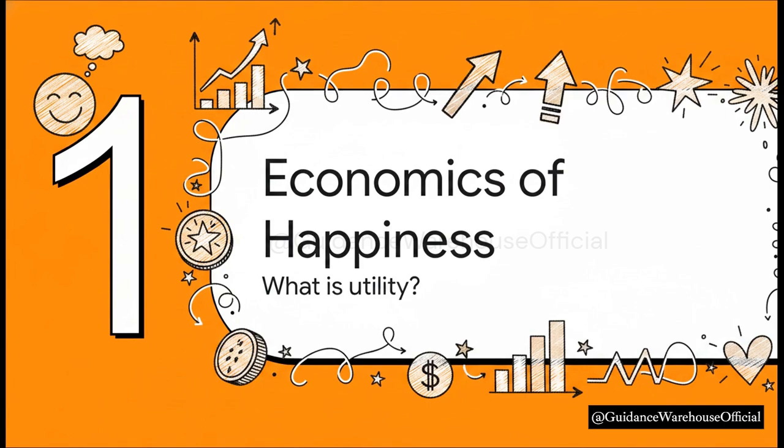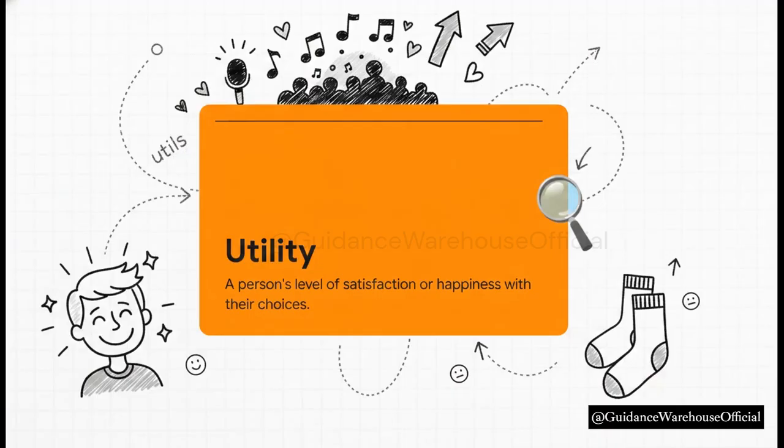Section 1, the economics of happiness. Economists actually use a specific term to describe your level of satisfaction or happiness with the choices you make. That term is utility. And to make this easier to measure, they look at this happiness in imaginary little units called utils. Just think of a util as a single unit of joy. When you buy a concert ticket you love, boom, you gain a massive amount of utils. When you buy a pair of plain socks you just kind of need, well, you gain way fewer utils.